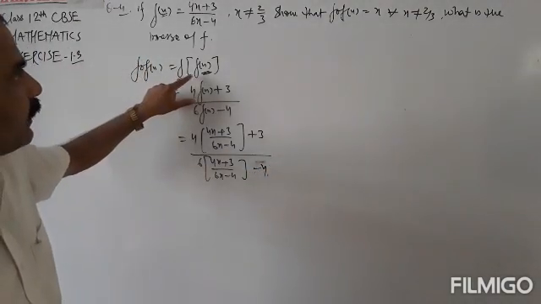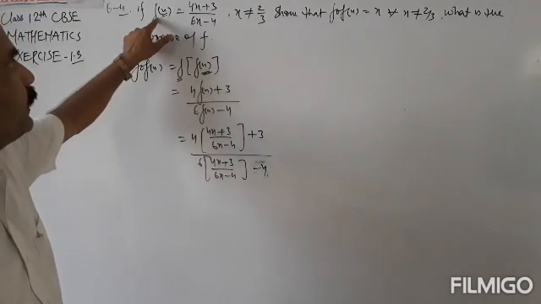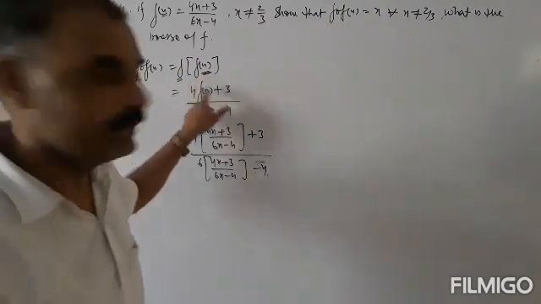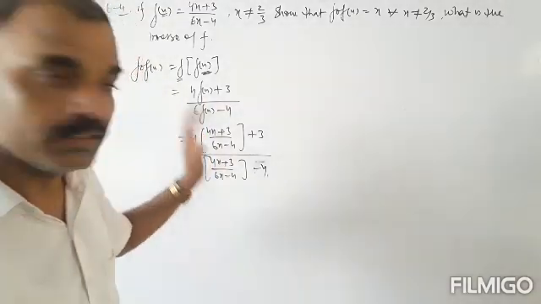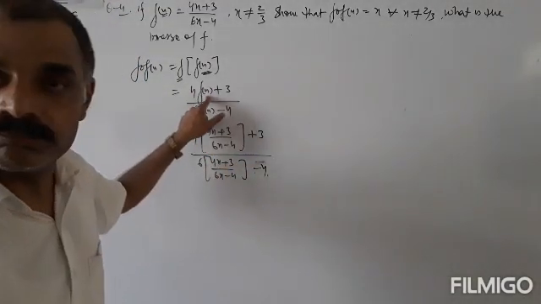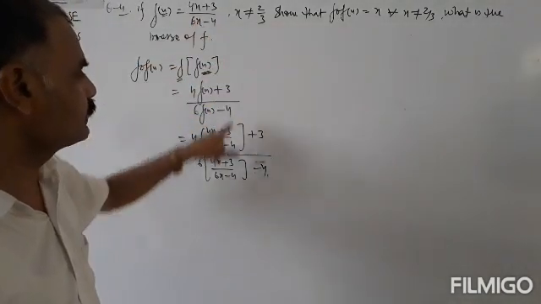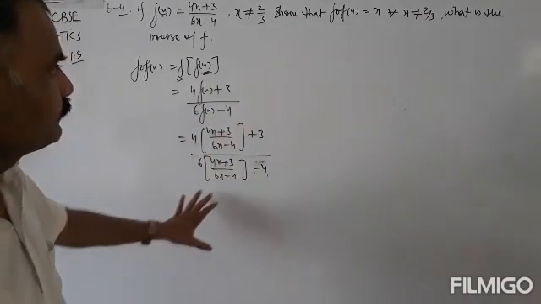Firstly we find the image of f(x) under f, which is 4 f(x) plus 3 upon 6 f(x) minus 4. Now we put the value of f(x), that is 4x plus 3 upon 6x minus 4, in place of f(x). Now we are going to solve this.